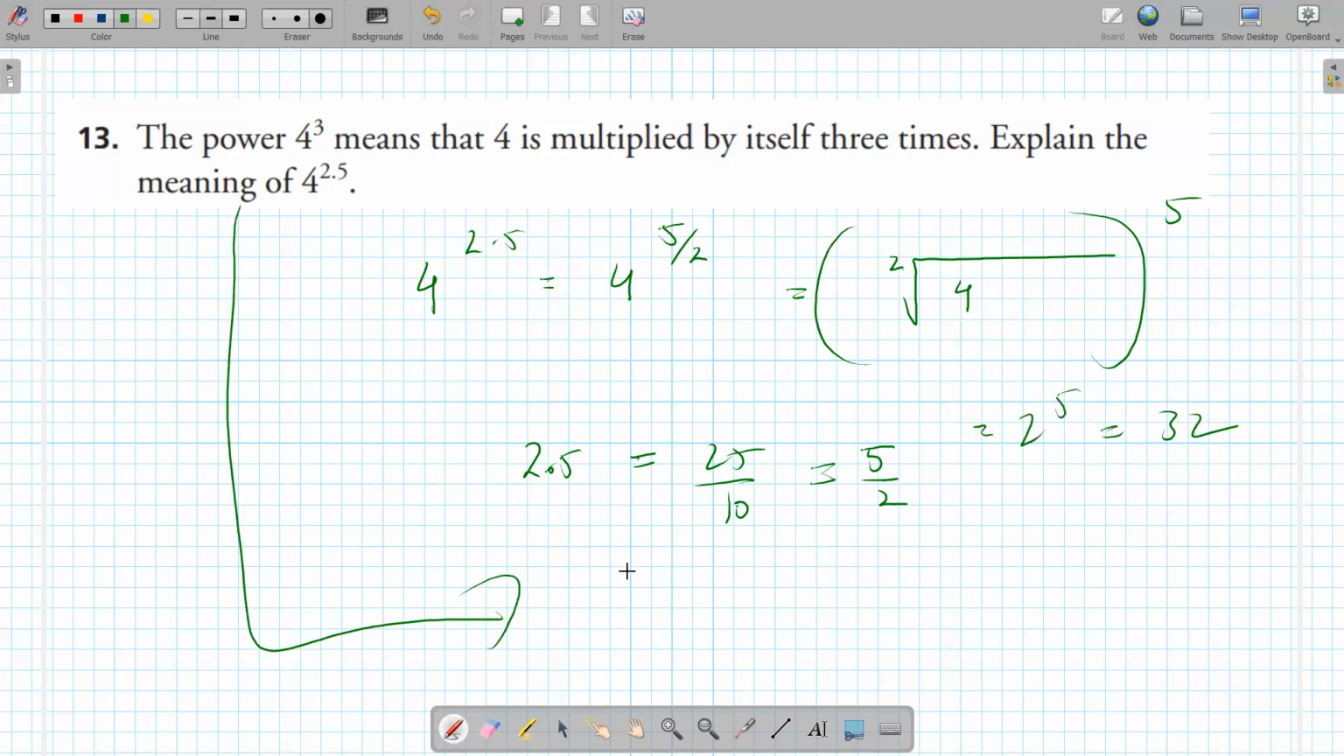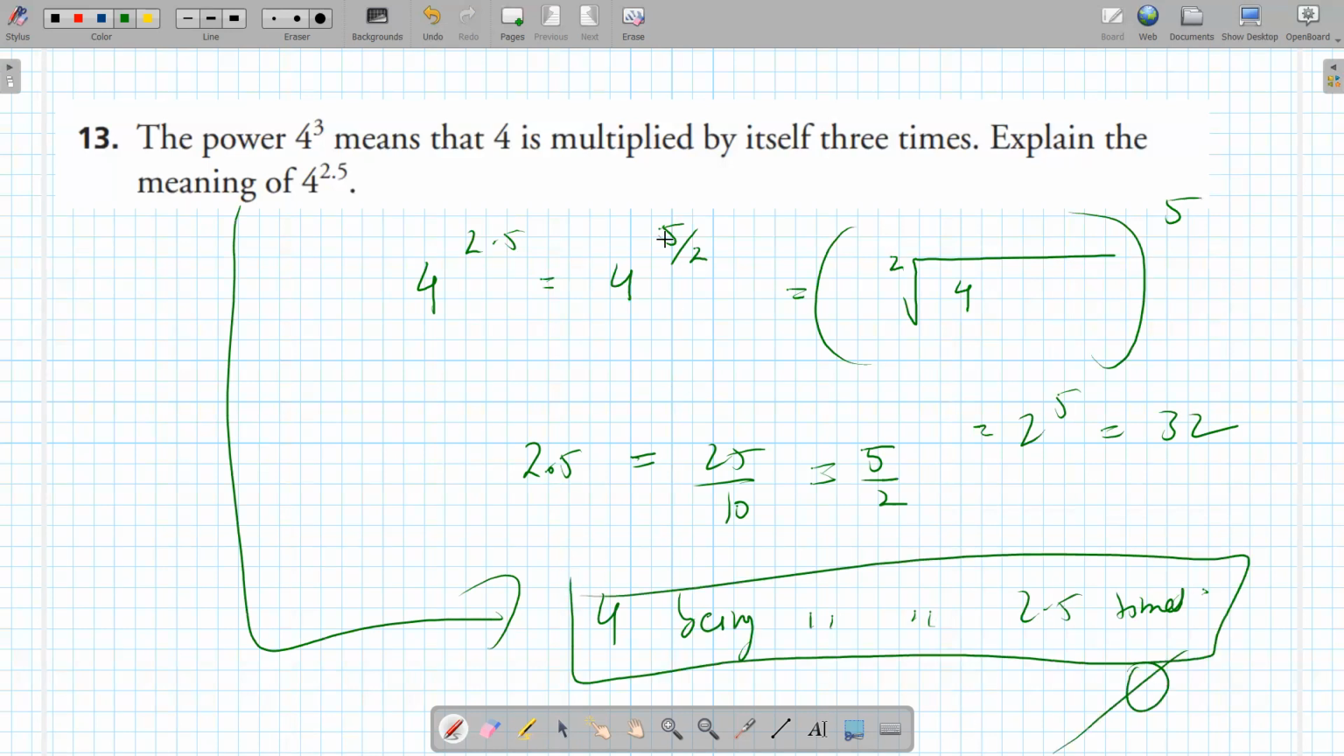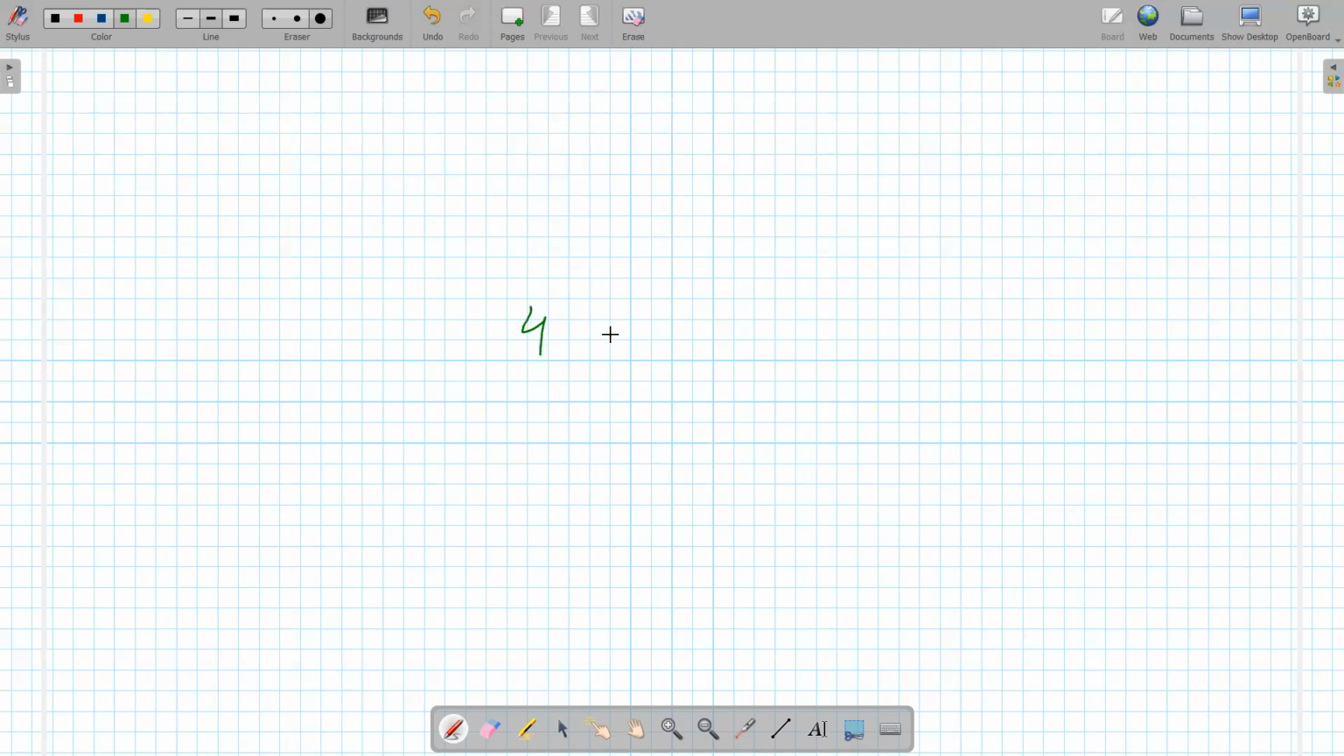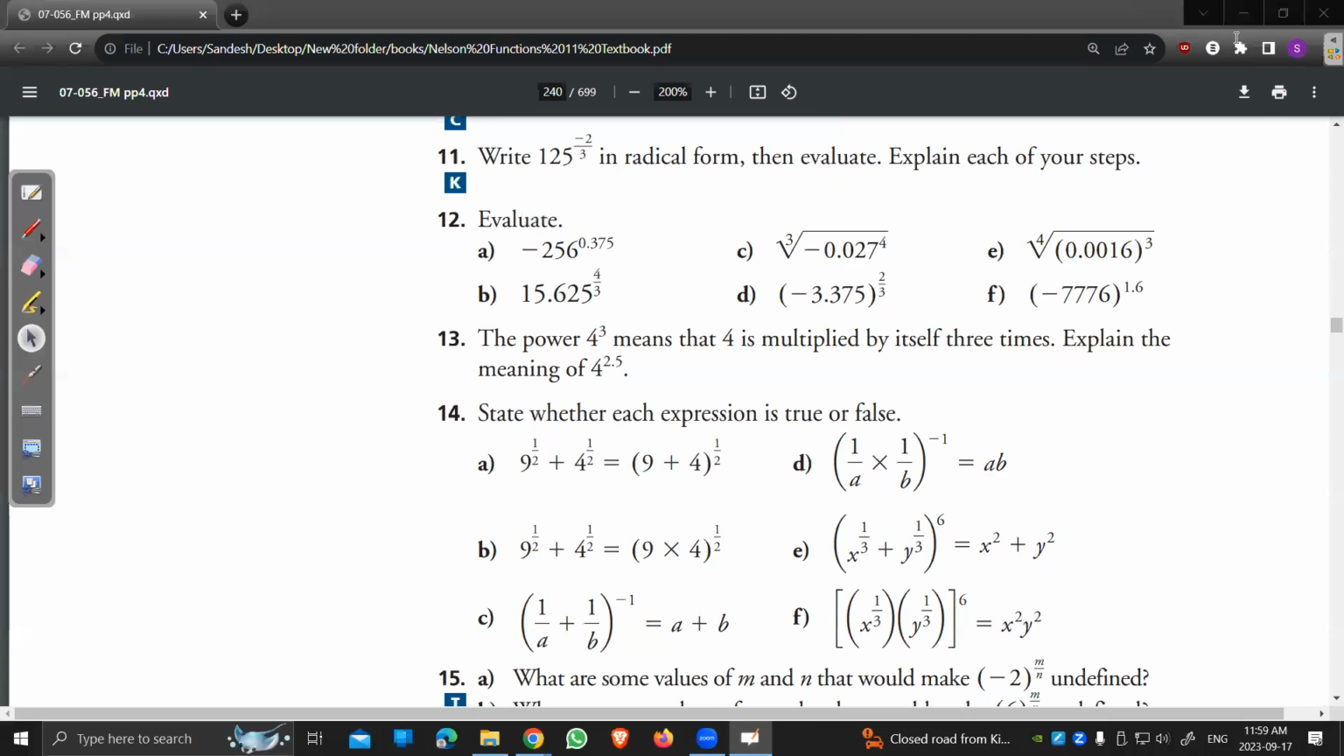If you say this is like 4 being multiplied by itself 2.5 times, you'll get a big 0 on the question because that's not right. What does that even mean, being multiplied by itself 2.5 times? So you multiply itself twice and then you multiply itself like half a time? That's not the answer. When it comes to radicals, always think in terms of rational exponents. Rational exponents just means a fraction in the exponent.